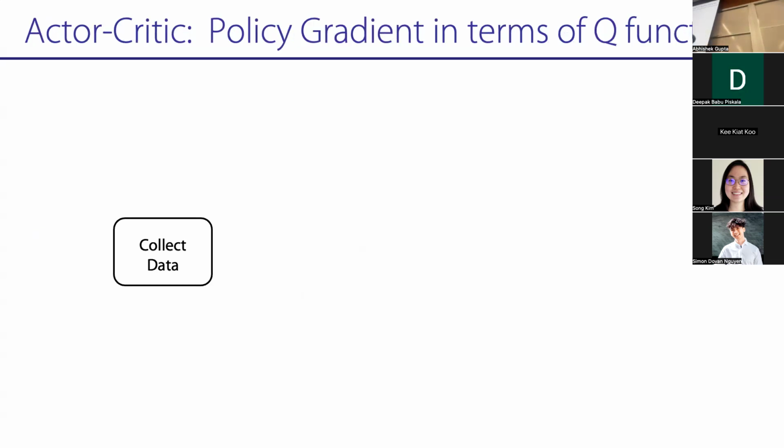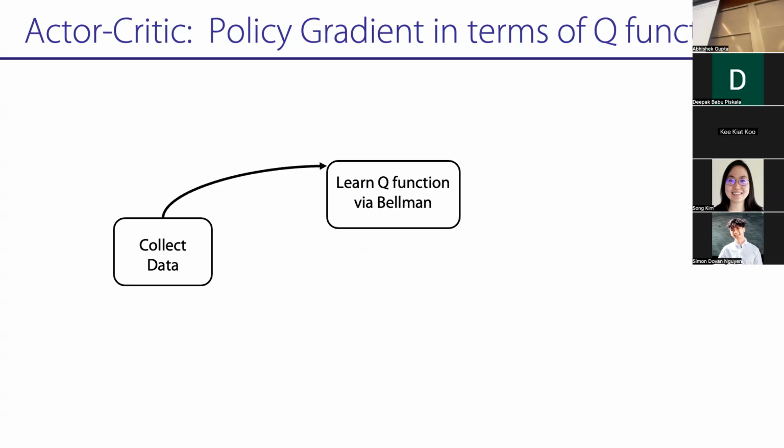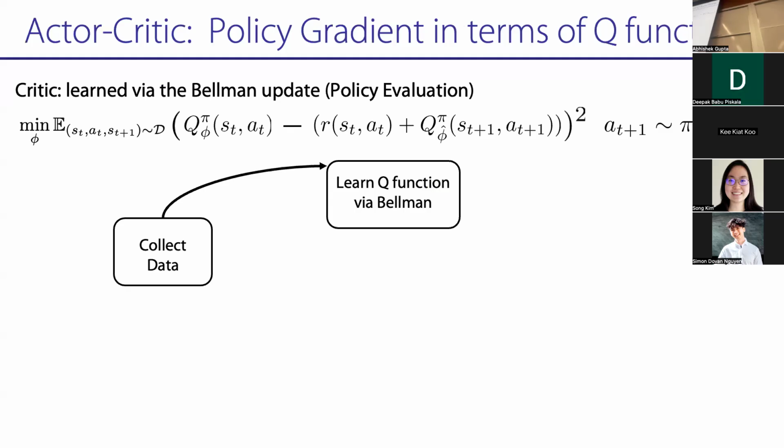Okay, so let's put all the pieces together of an actor-critic algorithm. You start by collecting some data. Then you learn a Q function using that Bellman update we had. There's a process called policy evaluation. What policy evaluation does is it minimizes this objective with respect to Q, or the parameters of Q, and it's going to give you a Q function.